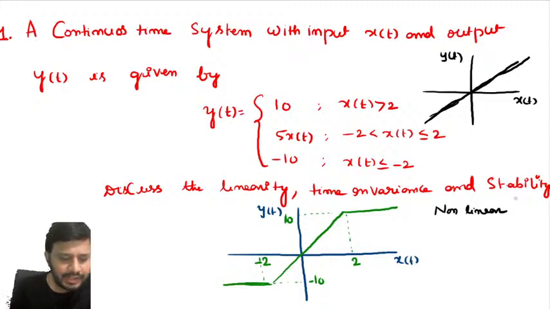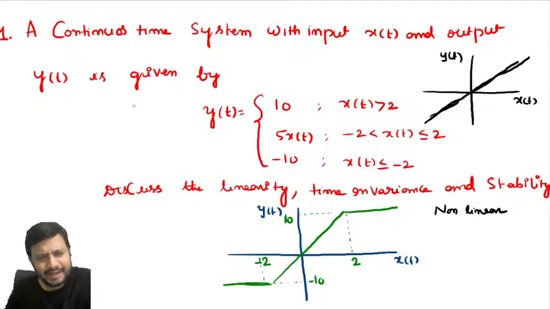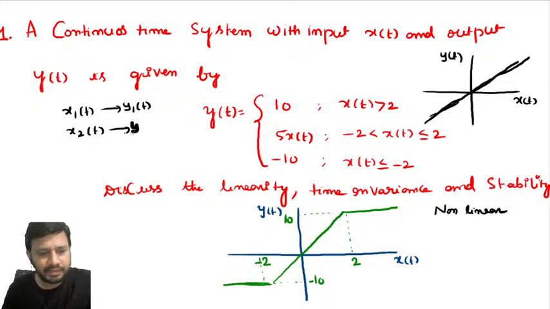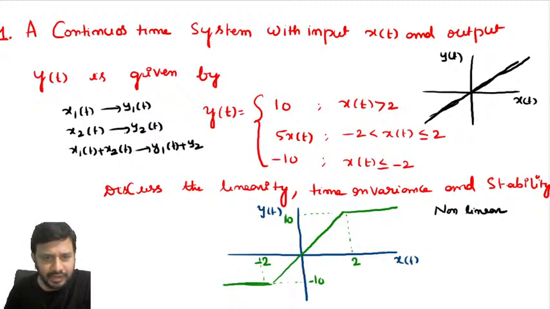Linearity means what? Additivity and homogeneity must be satisfied, right? Additivity means what? If I apply x1 of t, I'll get y1 of t. If I apply x2 of t, I'll get y2 of t for a linear system, right? What happens if I apply x1 of t plus x2 of t? If our system is linear, we must get y1 of t plus y2 of t, right?